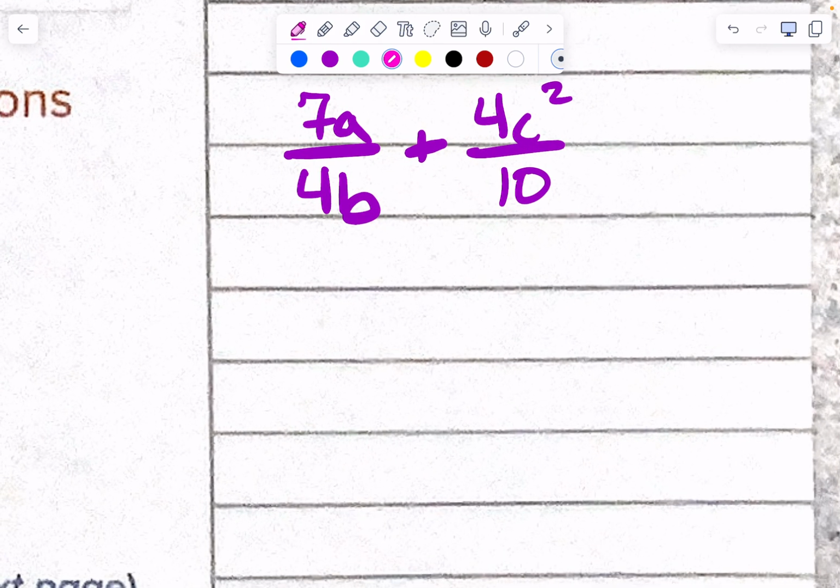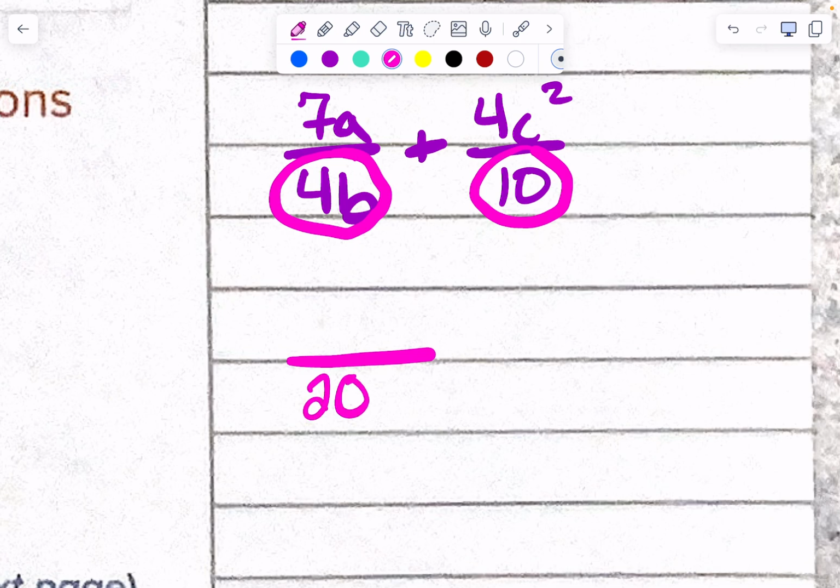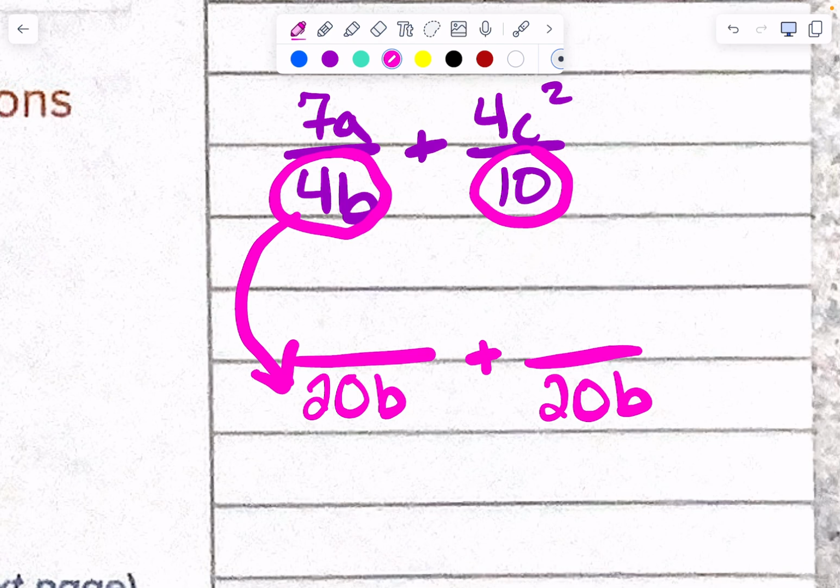Okay. I want to find my least common denominator. So 4b and 10. What number do you have to have in order for 4b and 10 to go into it? 20. You could do 20. I like that idea. 20, but then it will also have to have b, right? So I'm going to make each piece 20b. Got it? Does 4b go into 20b? Yes. Does 10 go into 20b?